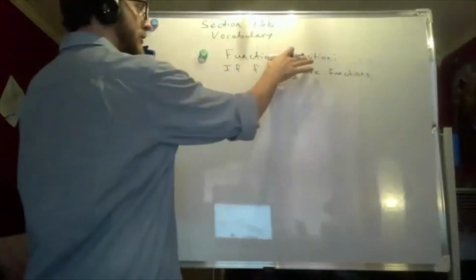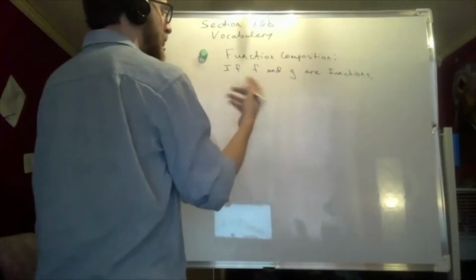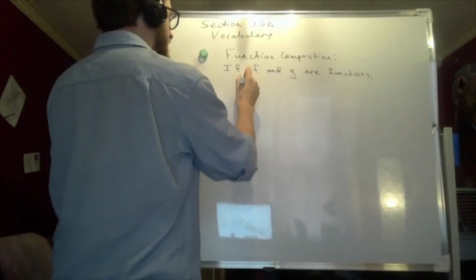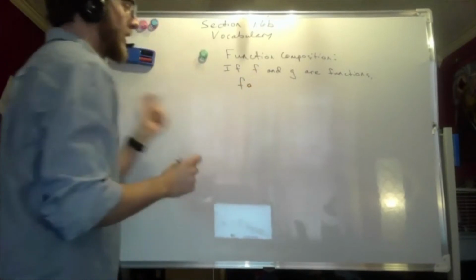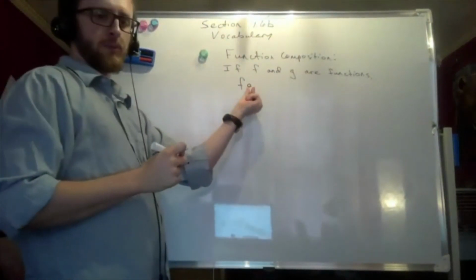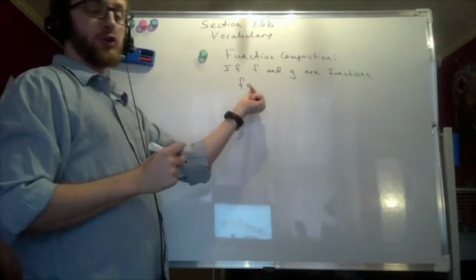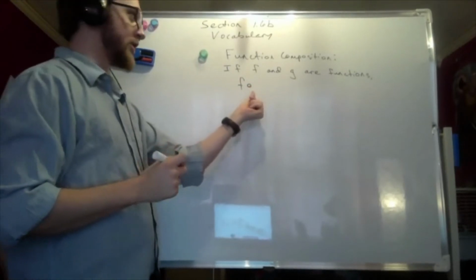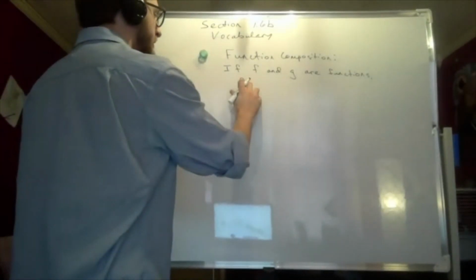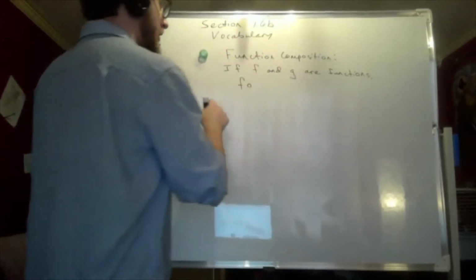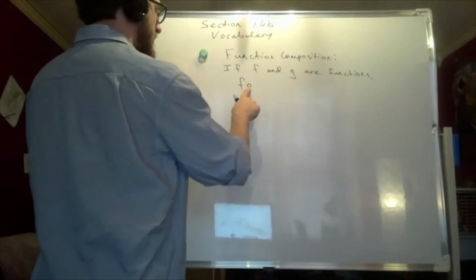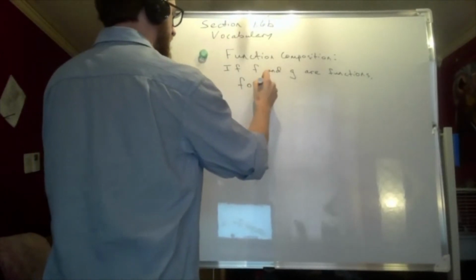then the function composition, which is written as f, now you want to watch out for this in your homework. It's going to be an open circle. This is not multiply. This is not multiplication. If you see an open circle that is not filled, this means function composition. So this means f composed with g.